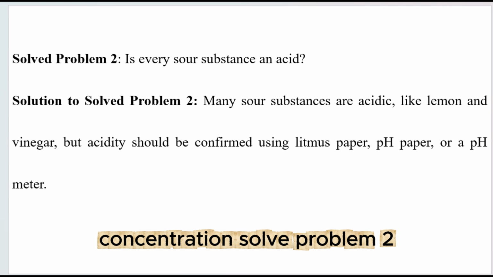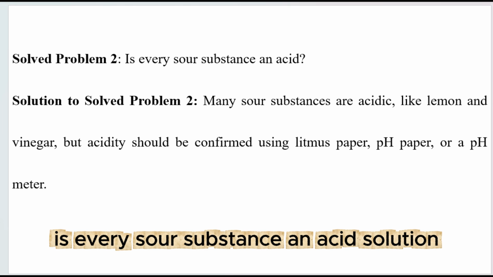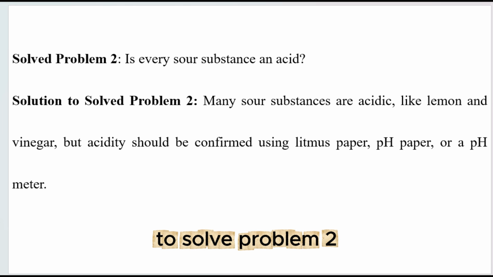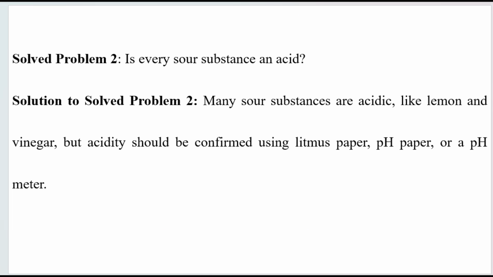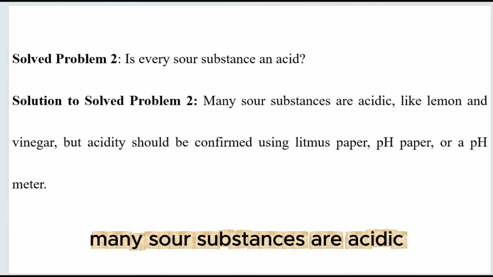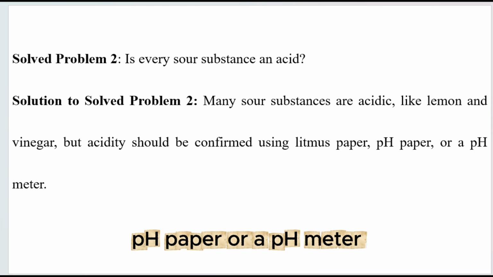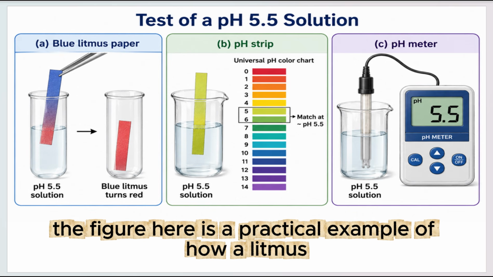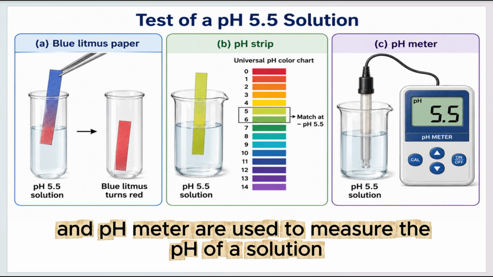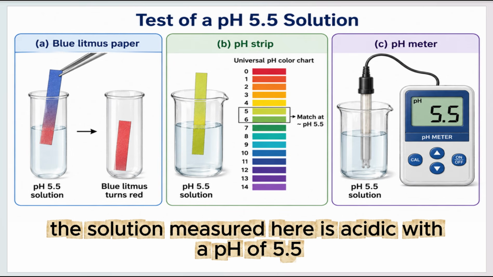Solved problem 2. Is every sour substance an acid? Solution to solved problem 2. Many sour substances are acidic, like lemon and vinegar, but acidity should be confirmed using litmus paper, pH paper, or a pH meter. The figure here is a practical example of how a litmus paper, pH strip, and pH meter are used to measure the pH of a solution. The solution measured here is acidic, with a pH of 5.5.